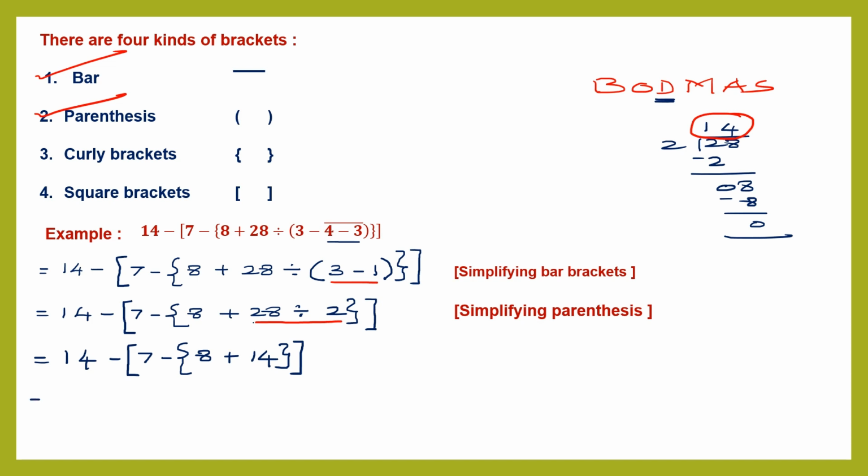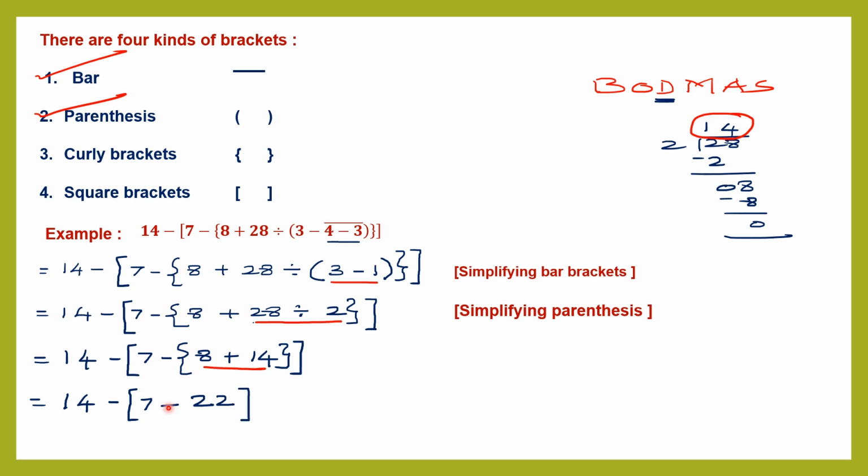Now let's continue. So 14 minus, now we have the square bracket and the curly bracket. So we still have to remove the curly bracket before the square bracket. So inside the curly bracket, we have 8 plus 14. So that we need to work out. So let's write everything else as it is. So 14 minus square bracket 7 minus, now here let's work this out. 8 plus 14 is 22. So now we can remove the curly brackets and write only 22. So no more curly brackets because we've removed. We just have to put back the square bracket.